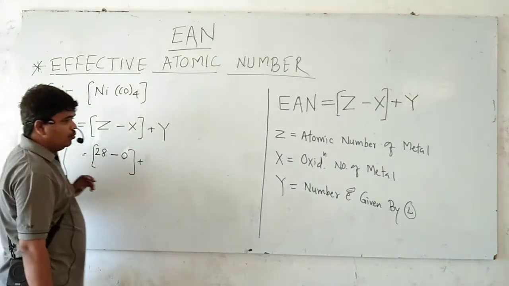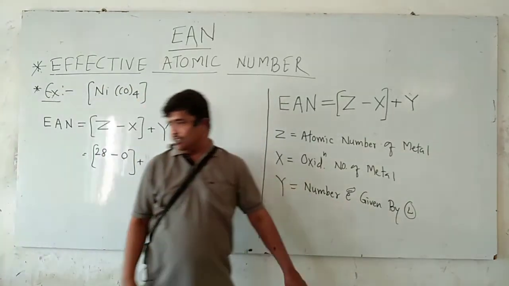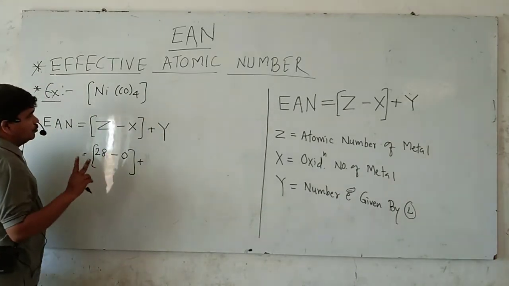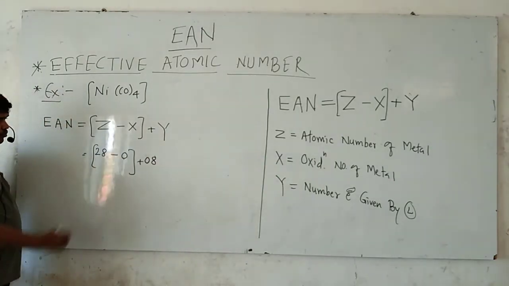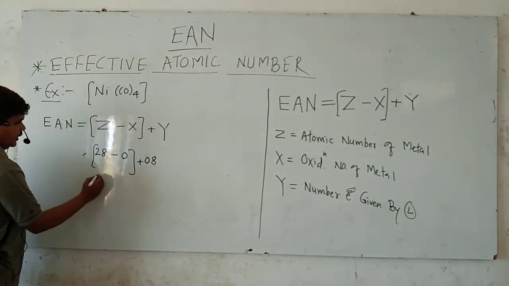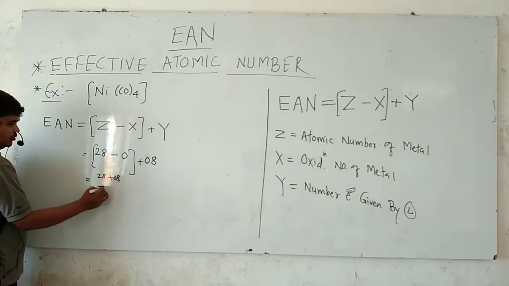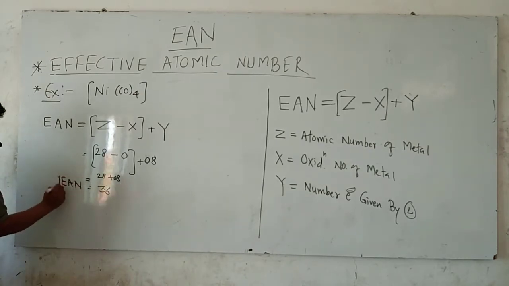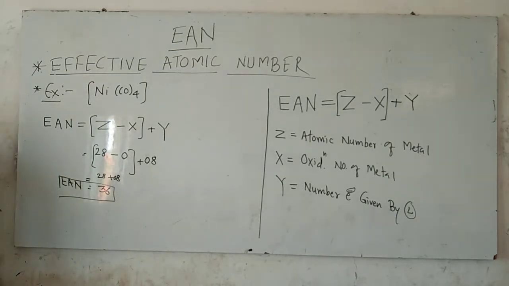Plus Y. What is Y? Number of electrons given by ligands. So how many ligands are there? 4. 4 ligands will give 8 electrons, right? So 28 plus 8. What is the answer? 36. So effective atomic number for this complex is 36.